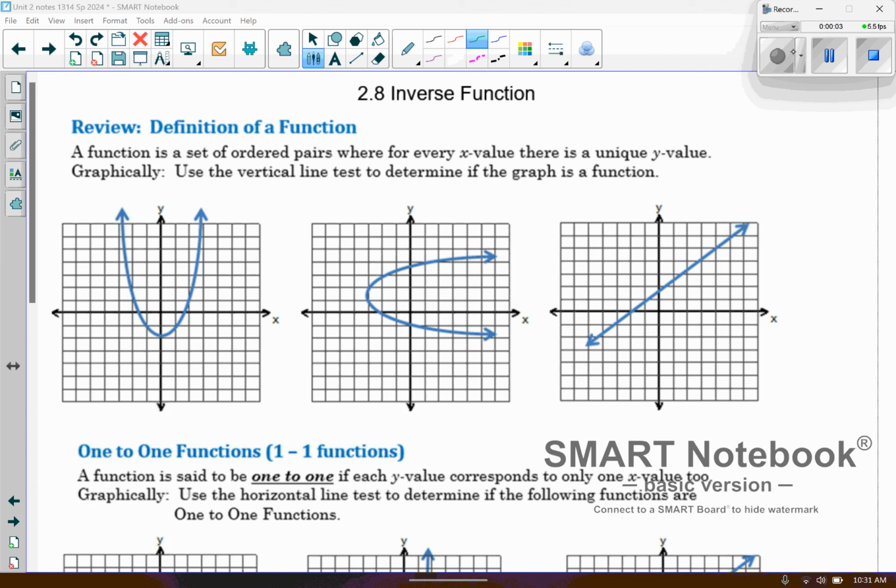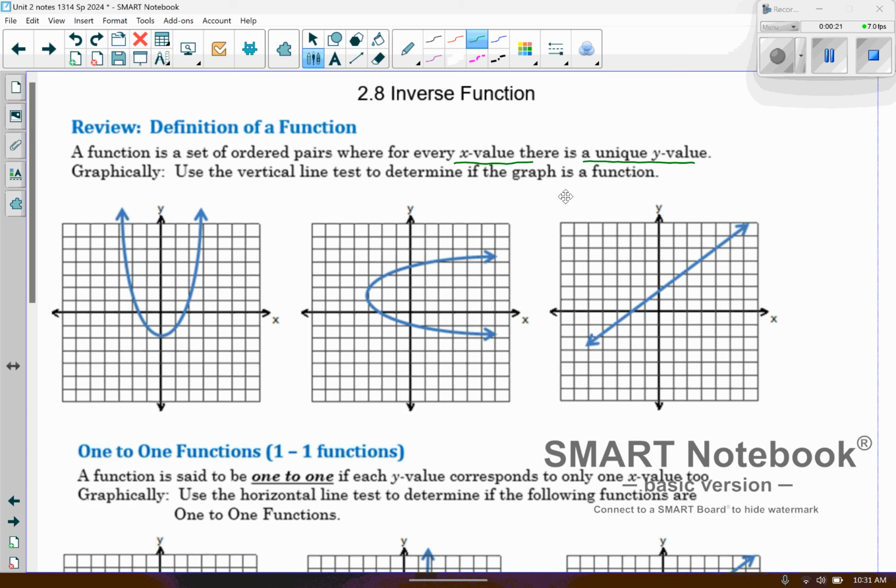2.8 inverse functions. So first we're going to review the definition of a function before we start talking about an inverse function. So a function is a set of ordered pairs where for every x value there is a unique y value. Graphically, use the vertical line test to determine if the graph is a function.